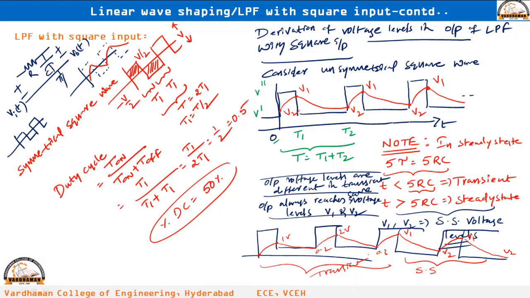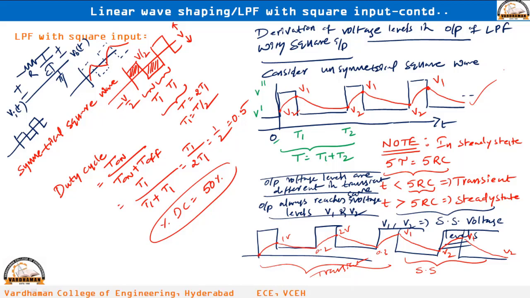Why I am telling this is that there are some problems in the textbook, so you need to know this analysis. They may ask a question like this: find the steady state voltage levels of the output of a low pass filter with the given square input. If they have mentioned steady state, you need to do the analysis like this only. If they want to ask in a tricky way, they may ask: find the voltage levels of the output of the low pass filter with the square input for the first 2 seconds, for the first 3 seconds, or for the first 2 cycles of the input.